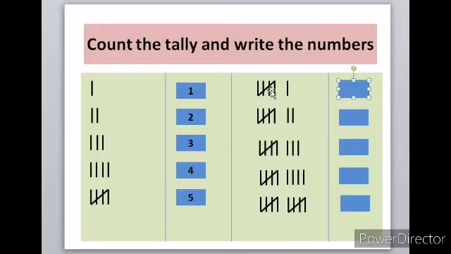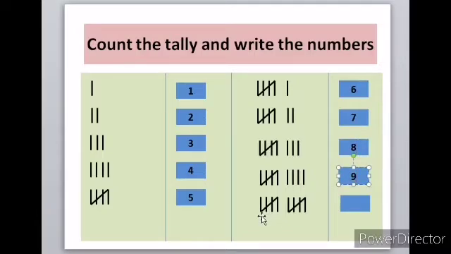Then 6, how have they represented it? 6 will be 1, 2, 3, 4, 5, that set, plus 1 tally mark separately. So that is 6. Then 7. 5 plus 6, 7. Then 5, 6, 7, 8. This is representing 8. Then this represents, this is 5 and then 6, 7, 8, 9.